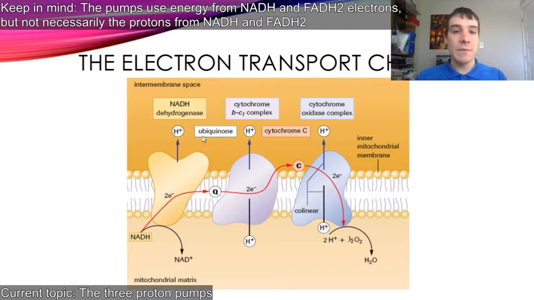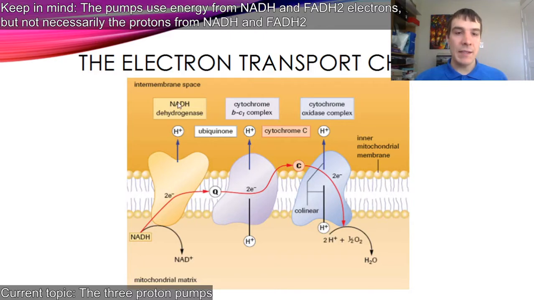Ubiquinone is also a funny name if you think about the word ubiquitous. What they found was this was just everywhere in every cell they tested, so they called it ubiquinone because it was a quinone and it was everywhere in the cell. So these are the pumps and the shuttles. These are the 3 pumps: 1, 2, 3.